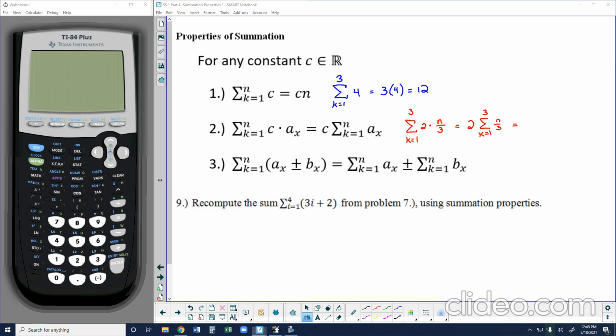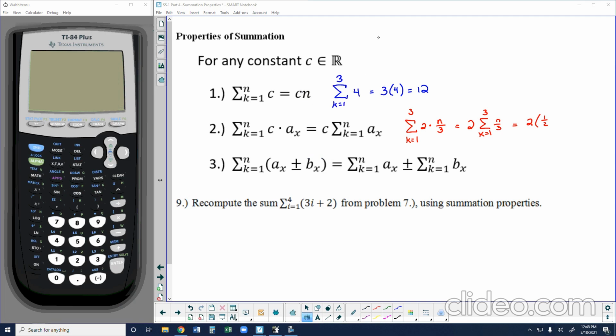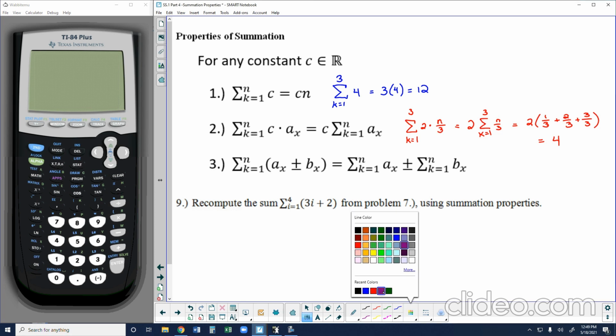And so how I would evaluate this would be taking 2 times 1 over 3 plus 2 over 3 plus 3 over 3. If I added inside the parentheses, 1 over 3 plus 2 over 3 plus 3 over 3 is 6 over 3, which is 2, times 2 would give me 4. So instead of doing 2/3 and then 4/3 and then 6/3, I could do 1/3 plus 2/3 plus 3/3 and multiply that all by 2. Just changing the order a little bit there, and so it allows us some different ways of processing things.